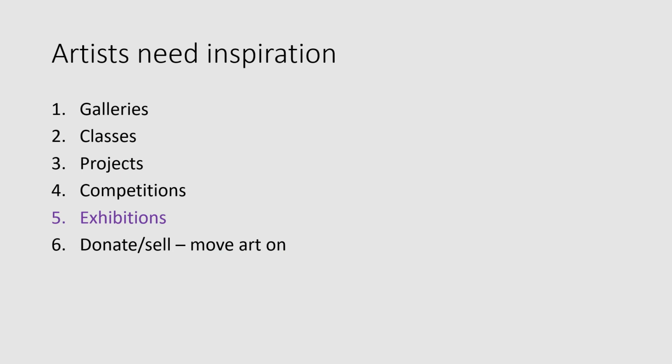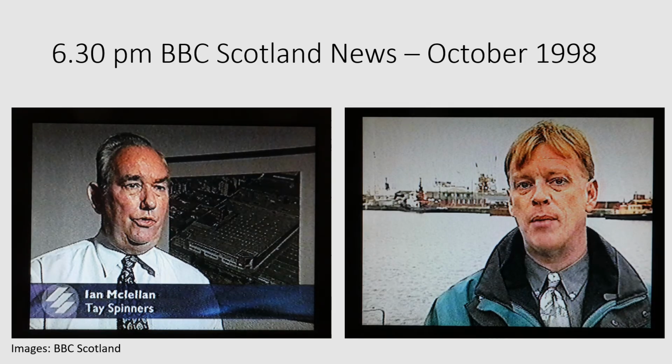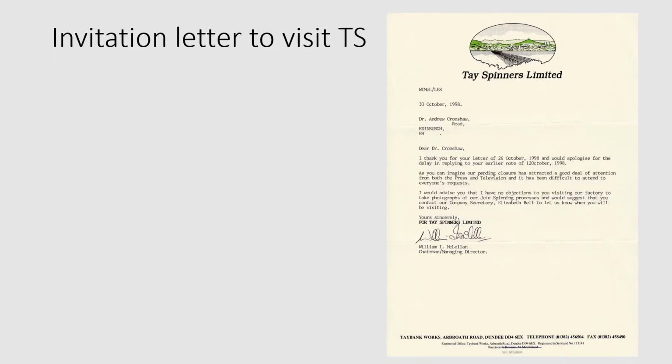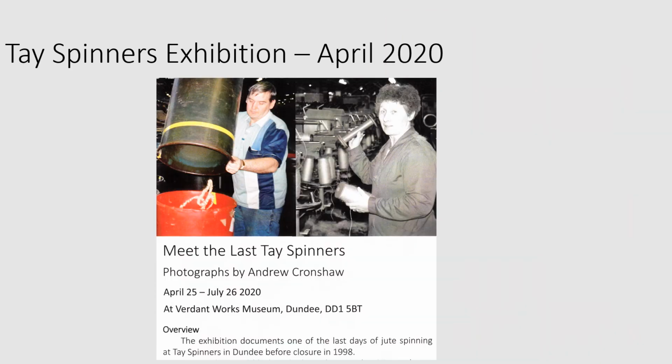Right, exhibitions. I happened to be watching the news, BBC Scotland, in October 1998, and it was announced that Tay Spinners Ltd in Dundee was closing. This is the mill here. This was the managing director, Ian McClellan, and this was the interviewee at the time. So I wrote to Ian and said, could I come round and take some photographs? Well, I think I was more or less forgotten about, but 3 weeks later I got an invitation to make an appointment to go and take some photographs. So off I went with some colour and black and white film.